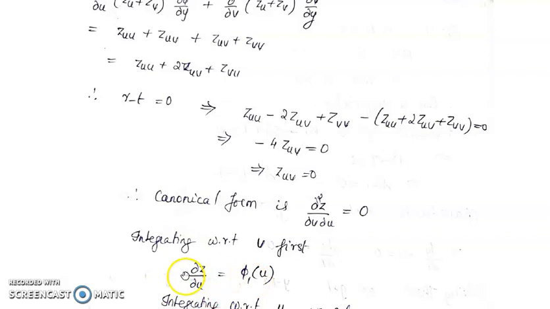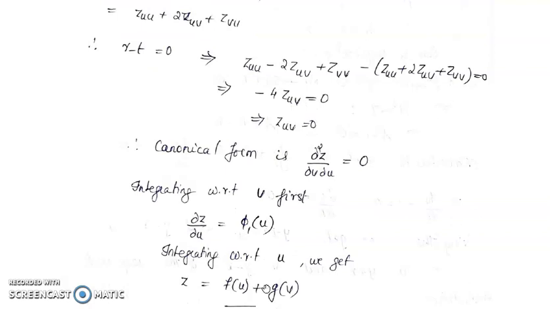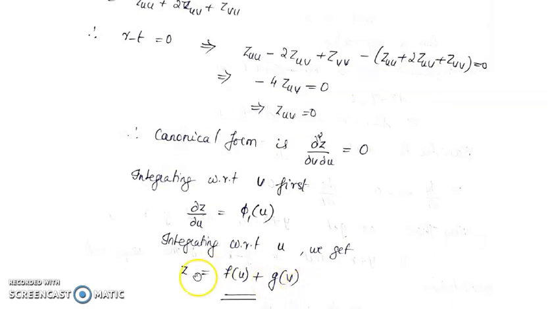Now integrate again with respect to u. When you take the integral of phi of u, again it will be a function of u itself. So I can write it as some f of u and the constant will be some function of v. So the solution is z equal to f of u plus g of v. So that is the required solution. Here we have reduced to canonical form and we have found the solution in terms of the canonical form.